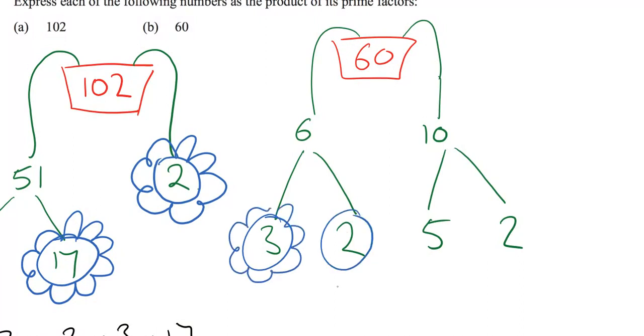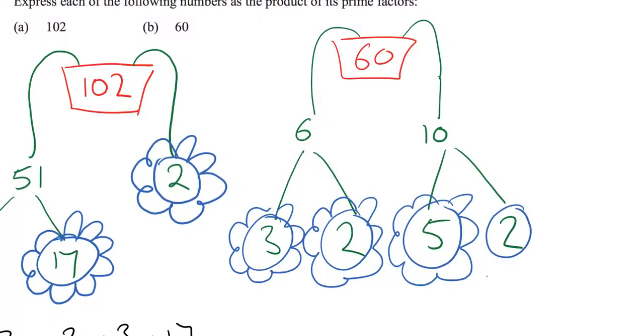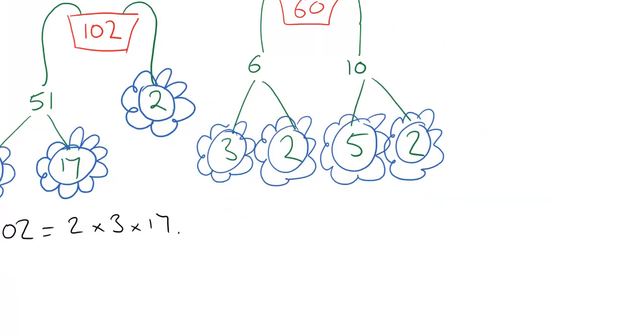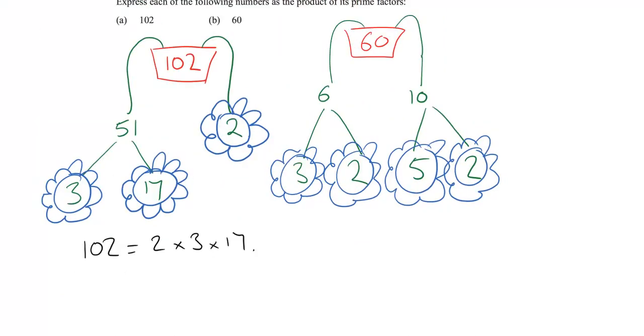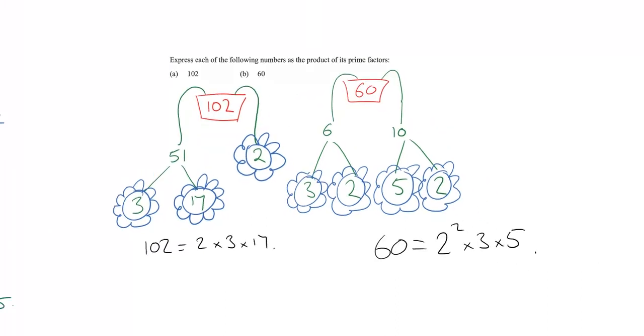And now we can see all of those numbers are prime numbers. So let's put flowers around all of them. Not the best flowers, but you get the idea. And now we just have to write out our flowers. So 60 is equal to, let's put this in index form straight away, 2 squared times 3 times 5. And we're finished. Okay, hopefully that gives you some ideas about how to write a number as the product of its primes.